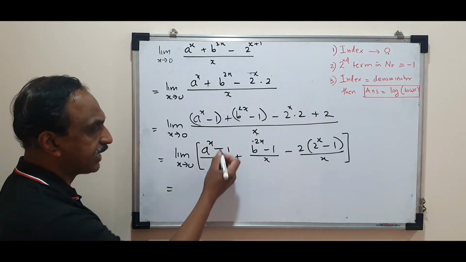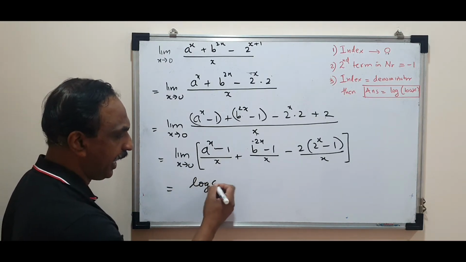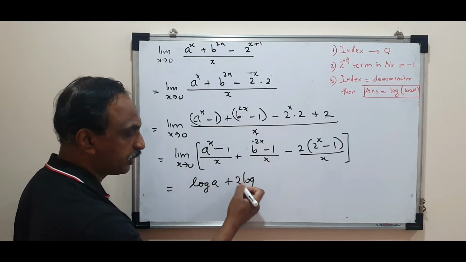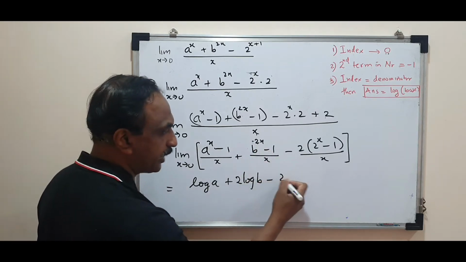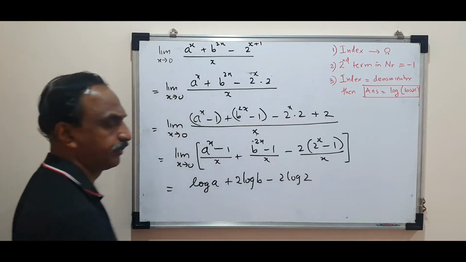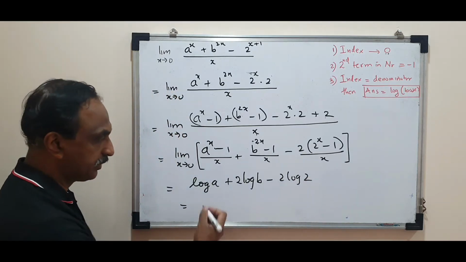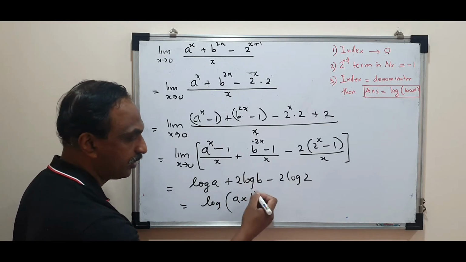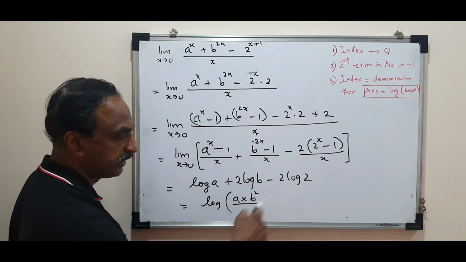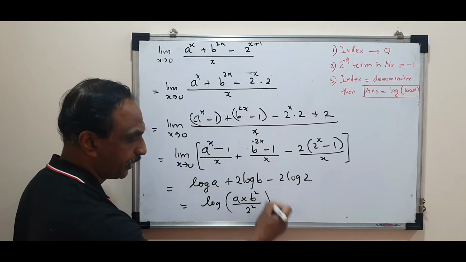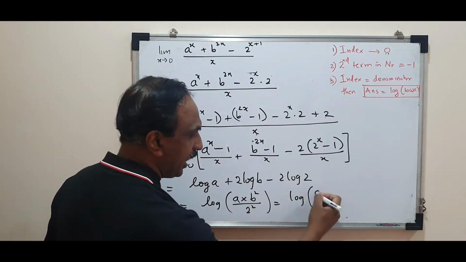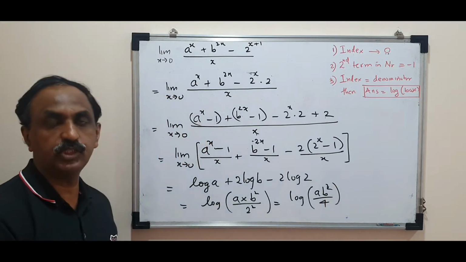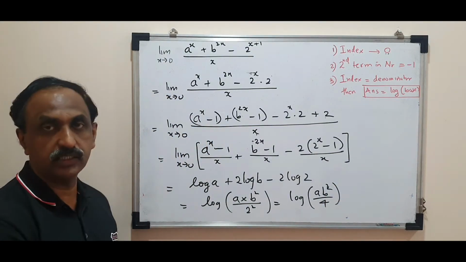Now I can write this answer as log a plus log x, having a coefficient 2 log b minus 2 log 2. So the final answer I can write as log a, raised to the power b square, divided by, because of the minus, division, 2 square. So log of a b square divided by 4. This would be my answer. This way we can calculate this function.